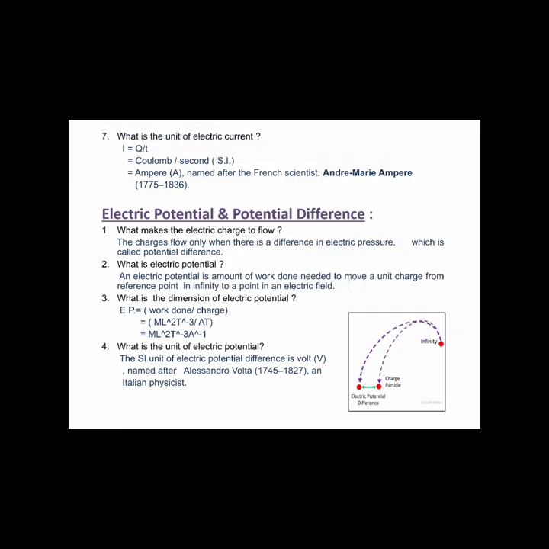Now, so 1 volt is equal to 1 joule per 1 coulomb. The potential difference is measured by a voltmeter. Now, Ohm's law.